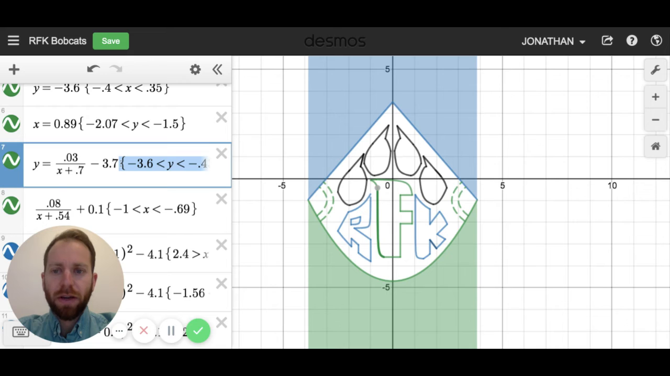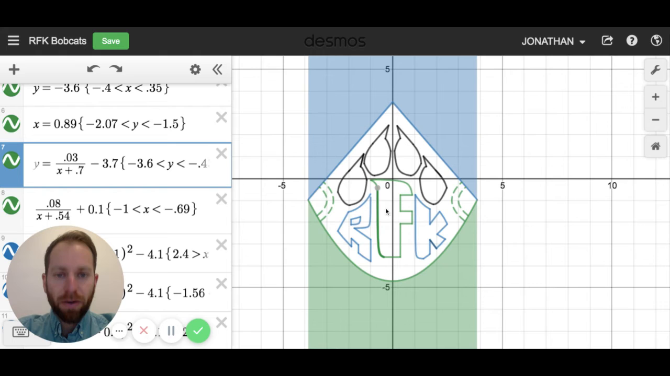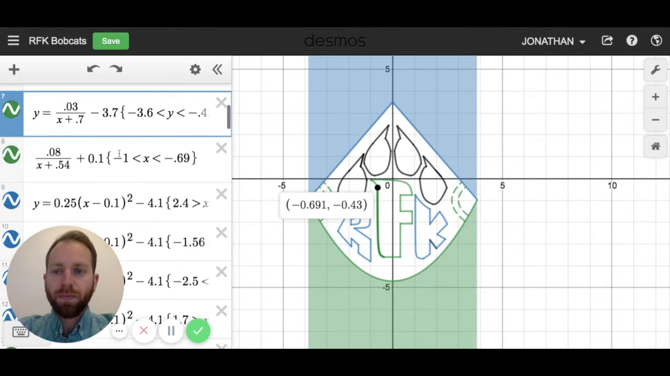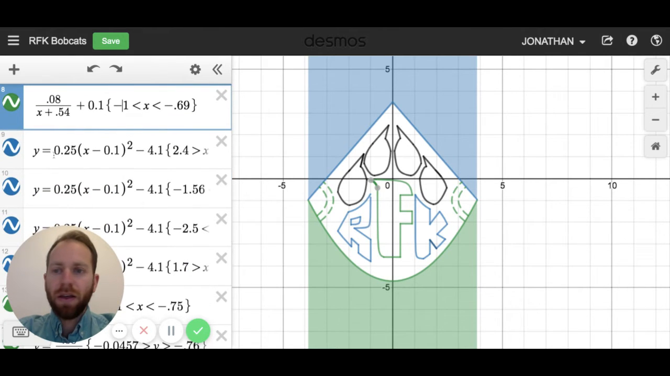Here, if I take away the restriction on the y, or the range, you can see that it's just this part of the rational function, or reciprocal function, as we've called it. And if I press Command Z, you can see that I restricted the range so that it only goes from this point to this point, because that's the only points that I needed in order to complete this part of the f. Here's another one, another rational function.